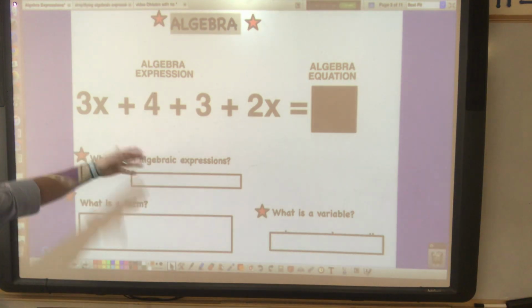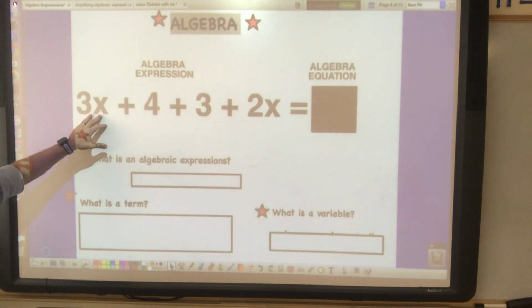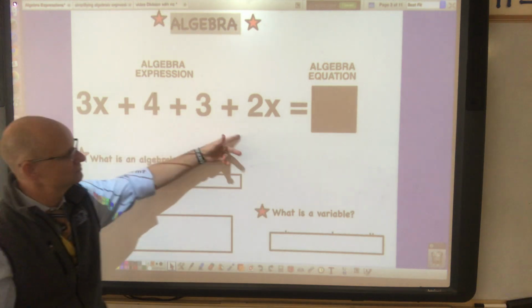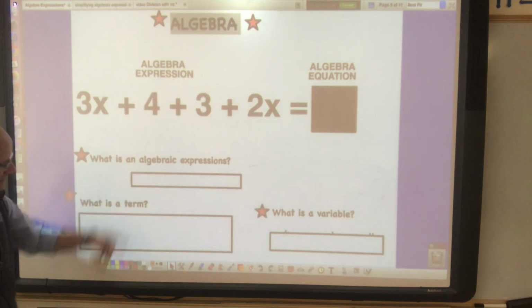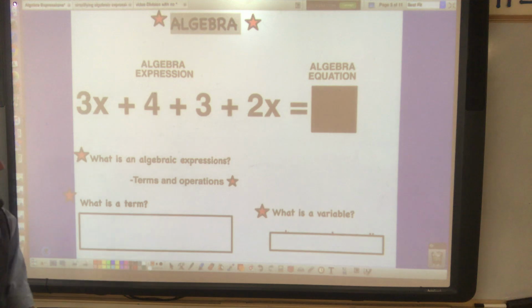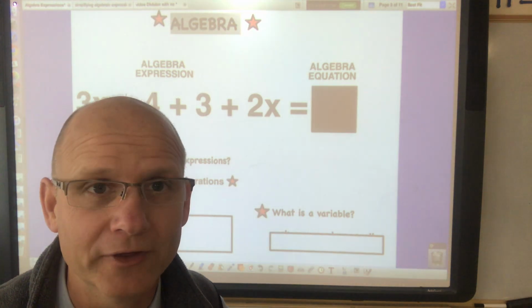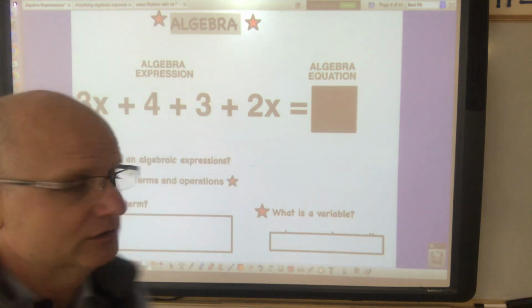So here is what is called an algebraic expression. You've got 3 times a number, plus 4, plus 3, plus 2 times that number. So what is an algebraic expression? Write this down. It just has terms and operations. Well, now you're going, what are terms? I guess we've got to discuss that too.